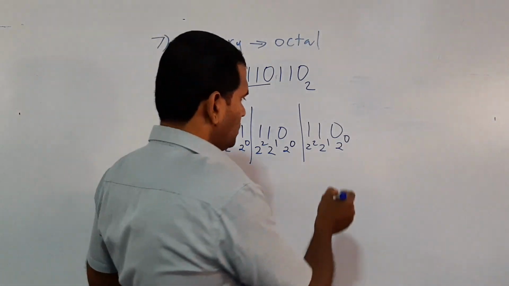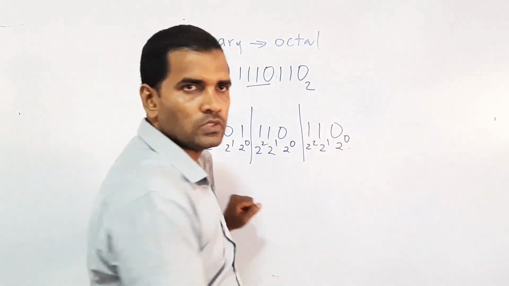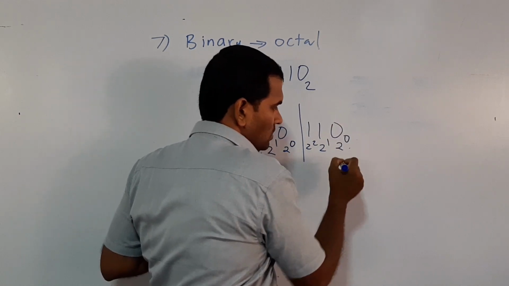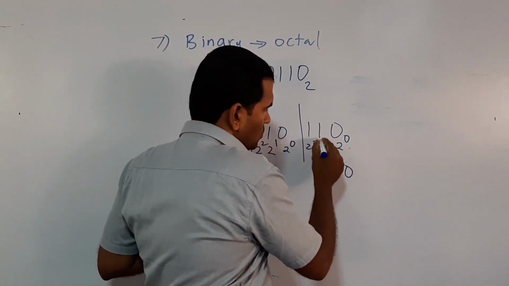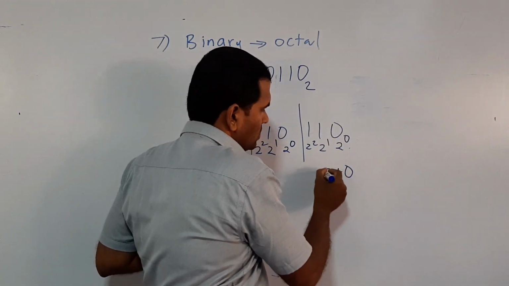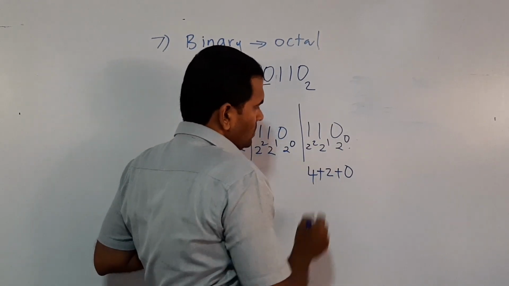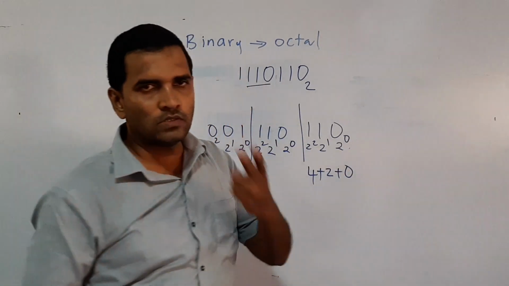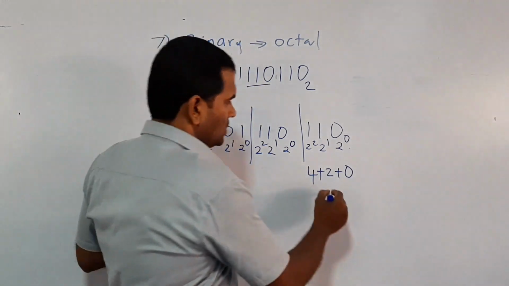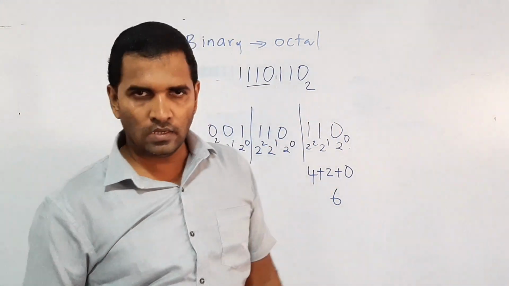So what is the next step? You need to find out the values for each position. So look here, 2 to the power 0 is 1, 1 into 0 is 0. Plus 2 to the power 1 is 2, 2 into 1 is 2. Plus 2 to the power 2 is 4, 4 into 1 is 4. So 1, 1, 0. These three binary digits represent what? It is 6. This is an octal digit. These are three binary digits.